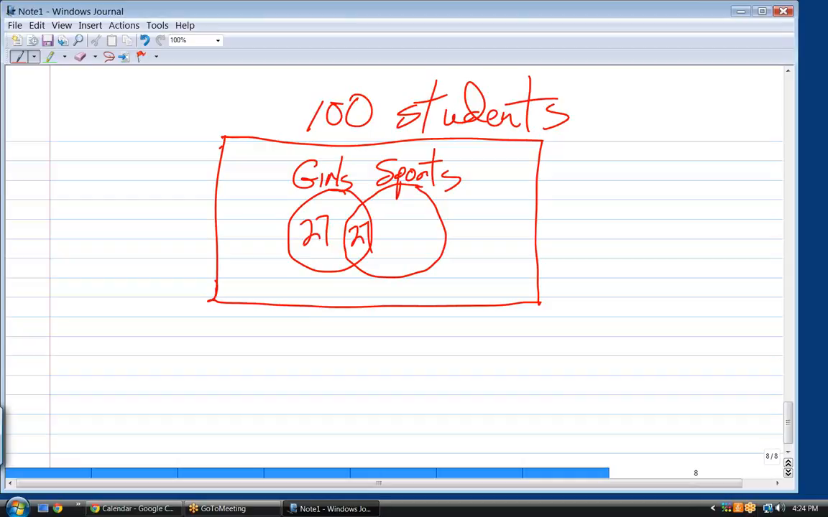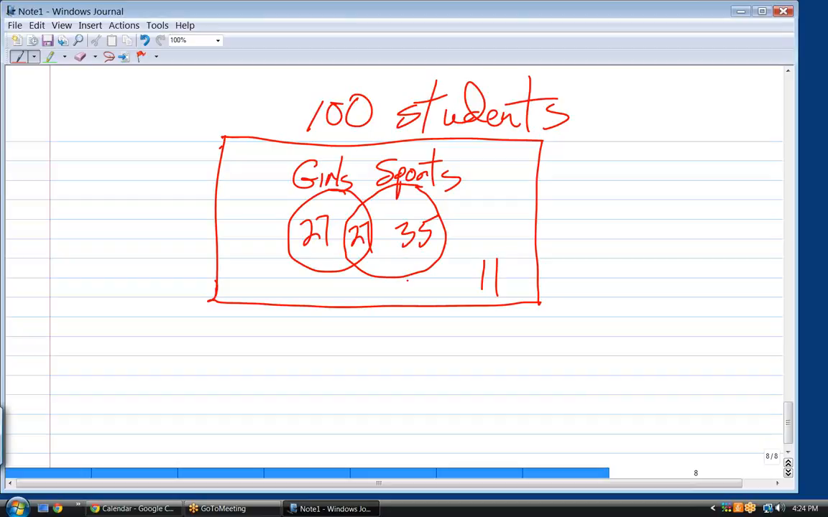We also know that 62% of students play sports. Well, that means the whole sports thing has to total 62, so there would have to be 35 people who play sports who aren't girls. All right. And if you add up those numbers, you get 89, which leaves 11 outside. So what percentage of the students who play sports are boys? 35%.